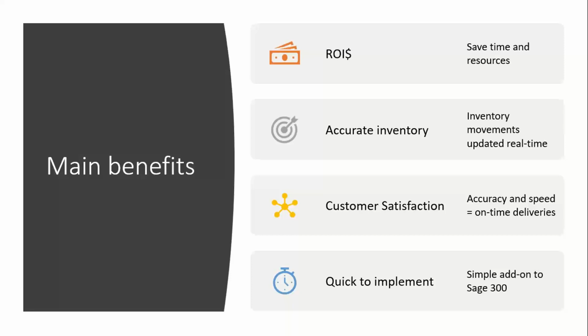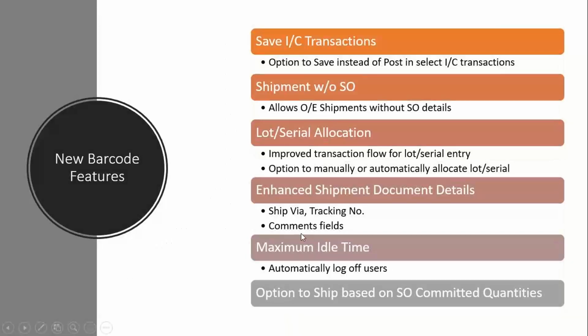If we don't make mistakes, of course, the customers would be happy. We don't deliver the wrong item. We deliver on time as well. And then lastly, because we're dealing with a very simplified Sage interface on touchscreen devices, it's a lot easier to implement and roll out to the client sites. So that's just a very brief overview of what Barcode is all about.